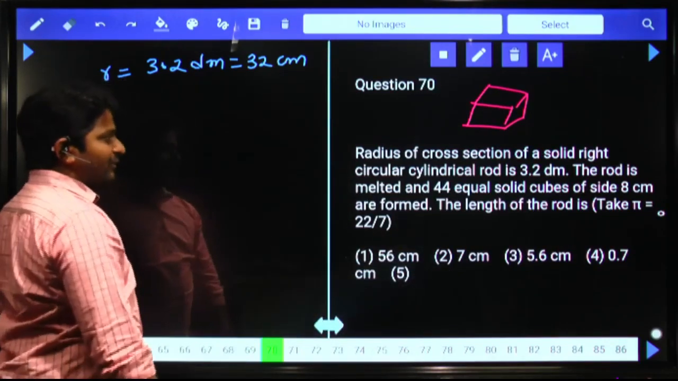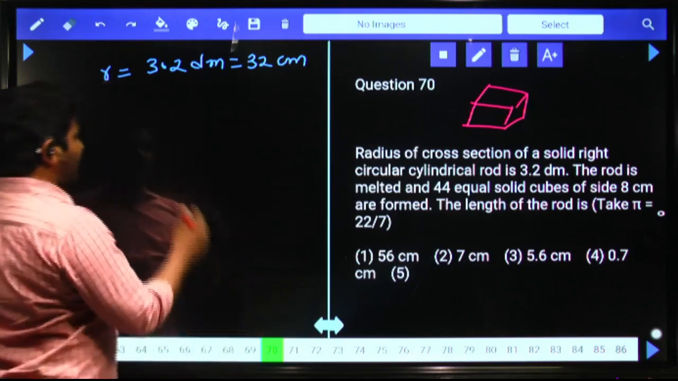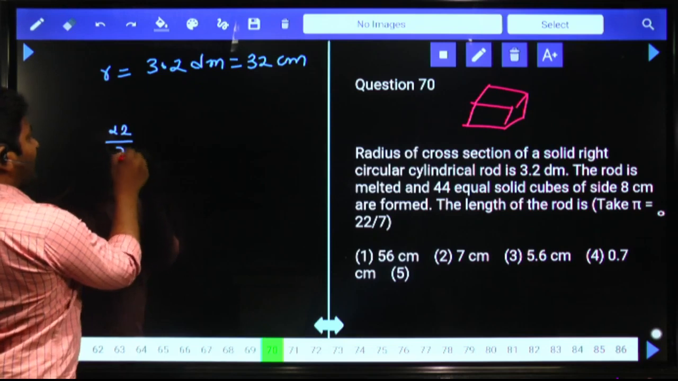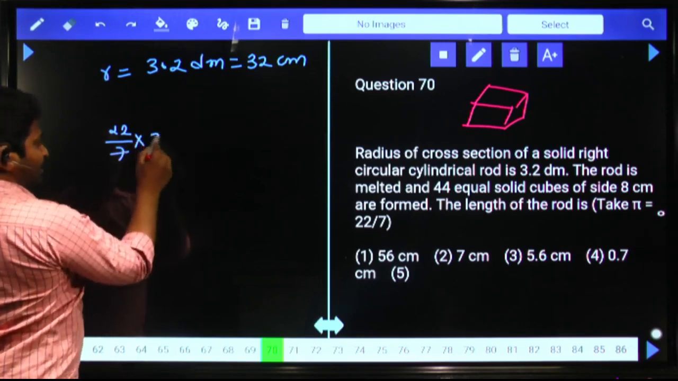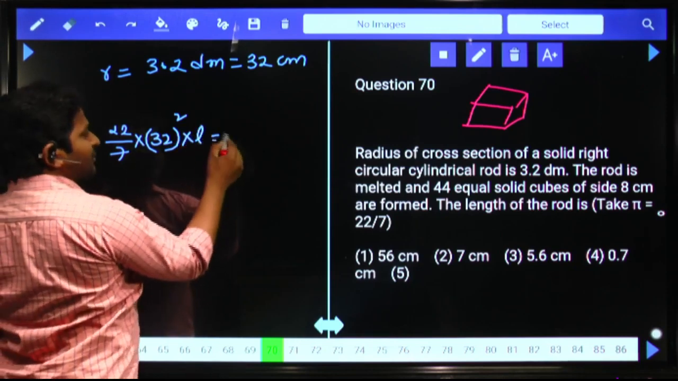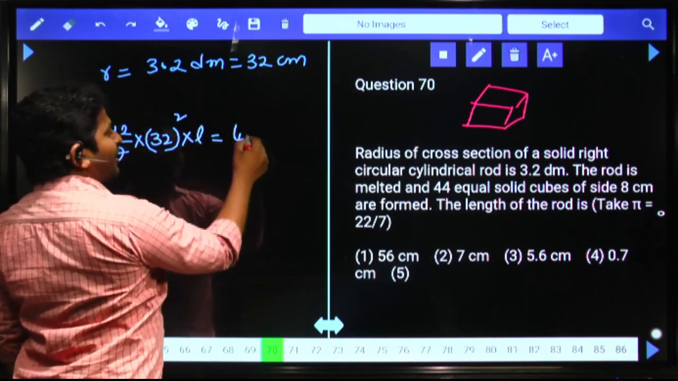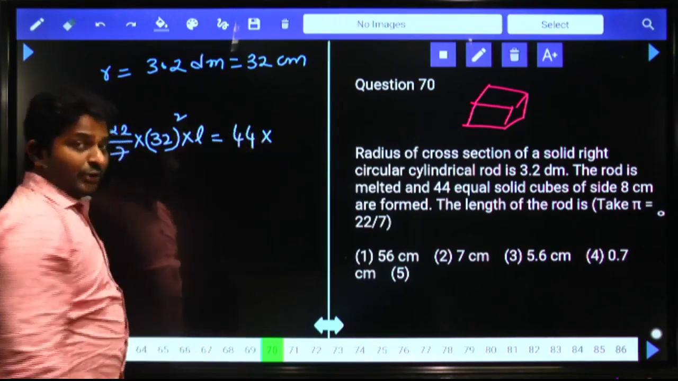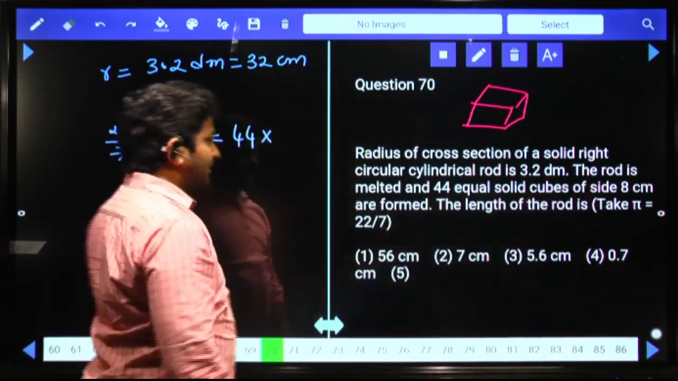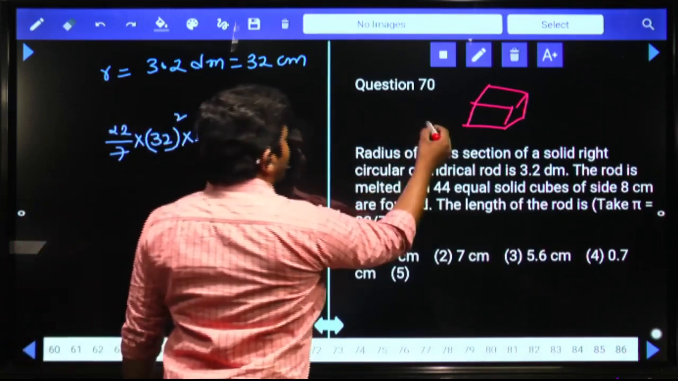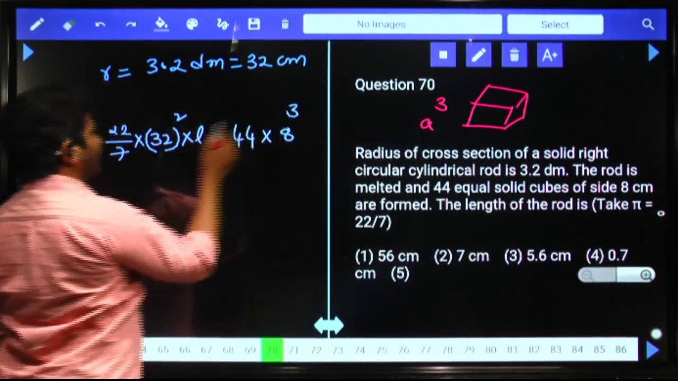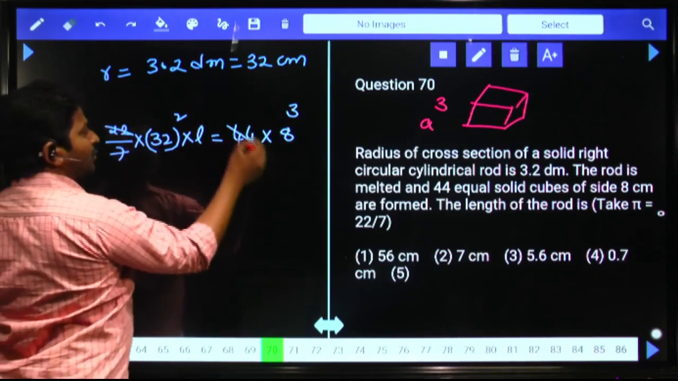They need not mention that. Volume of the cylindrical rod is pi r square h. Pi 22/7 into r square, that is 32 square, into length, which is equal to height. That should be equal to the volume of 44 cubes, and for the cube the side is given as 8. Then for the cube, volume is equal to a cube, that is 8 cube. 22, 2 times here.